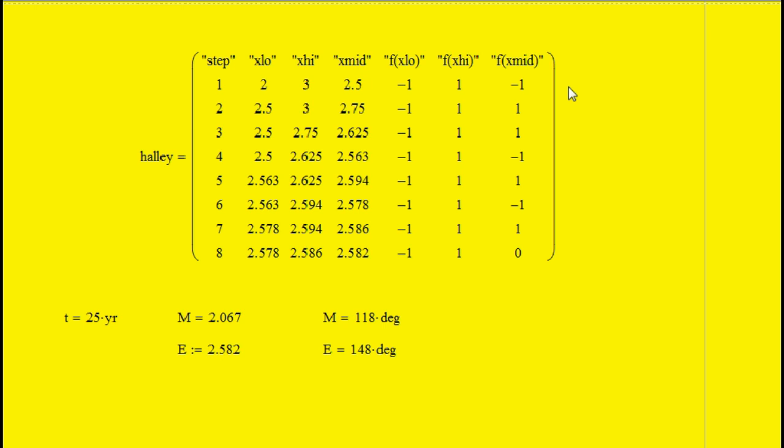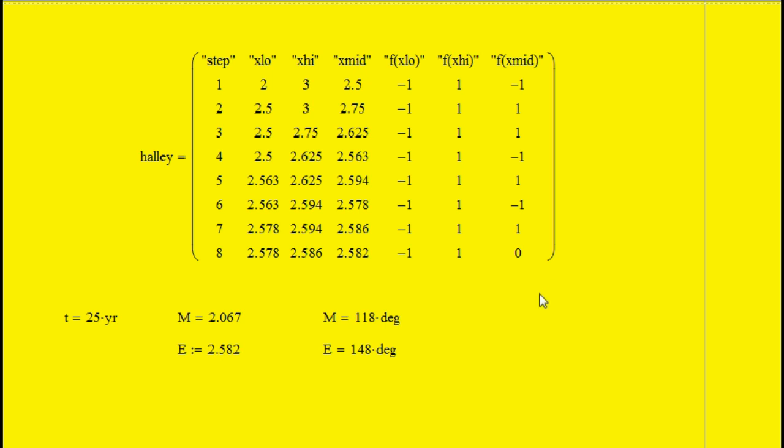Here's a list of the steps, with the successive values of the low, high and middle values of x, and the signs of the corresponding function values. In the first step, the sign of f of x middle is negative, so for step 2, x low is replaced by x mid. The new x mid is calculated, and the sign of the function of this new value is found. In this case it's positive, so in step 3 x high is replaced by x mid, and so on until we find a value of x for which f of x is close enough to 0, or successive values of x are the same, to whatever precision we're interested in.